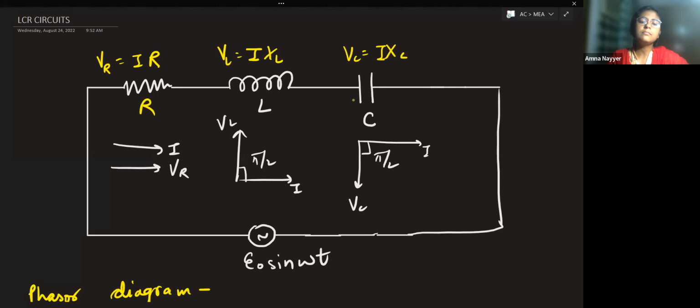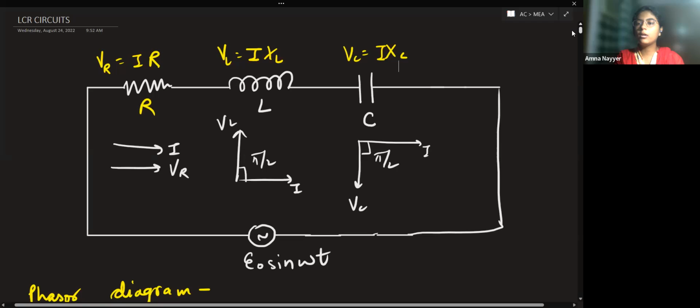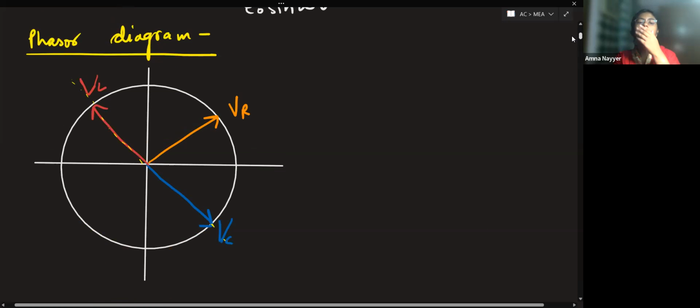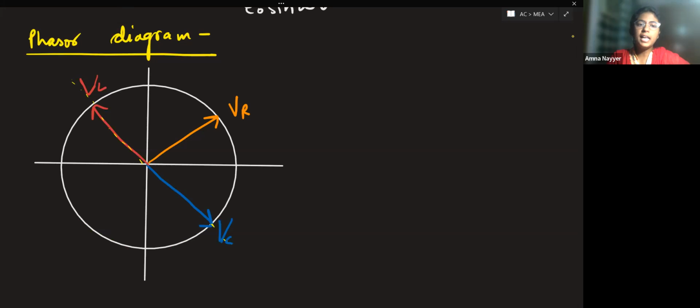Fine. So E is equal to E naught sine omega t. Now we'll combine all these three. Once you combine all these three, let's see with the help of phasor diagrams what all things are possible. See, VL I have drawn here, VC I have drawn here, this is VR. Two conditions are possible in this.